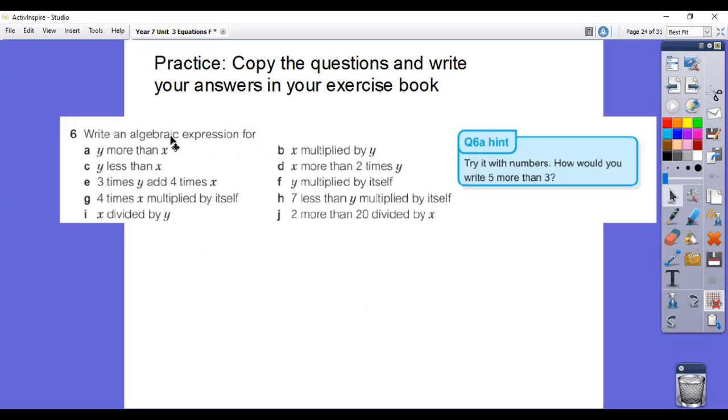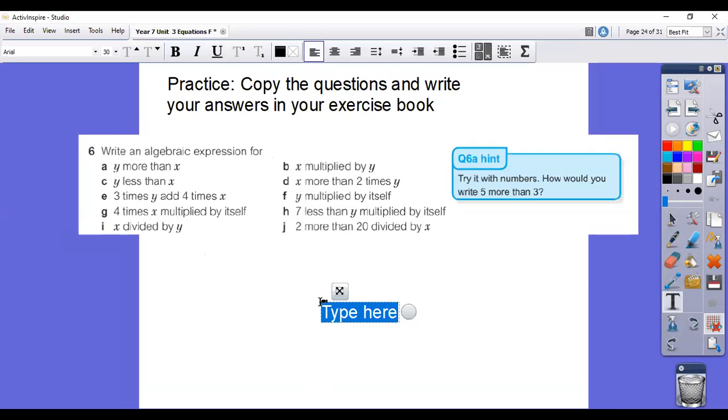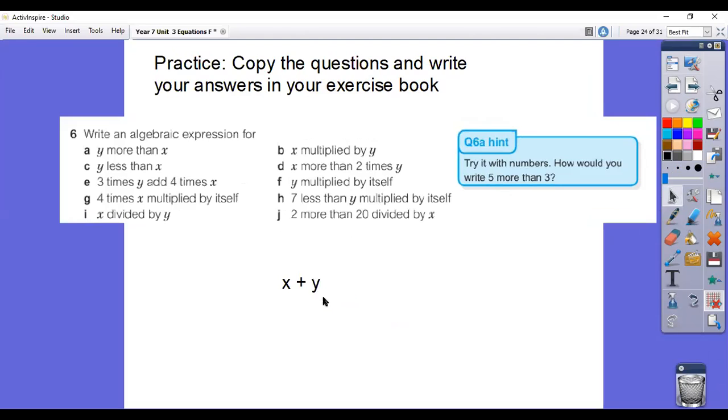Question 6, write an algebraic expression for y more than x. So again, this one, we would write that as x plus y. So for part A, y more than x is written as x plus y. Again, if you look at the hint here, if you substitute some numbers in there, that would give you a bit of help to see if the answers you're writing, sorry, are correct.